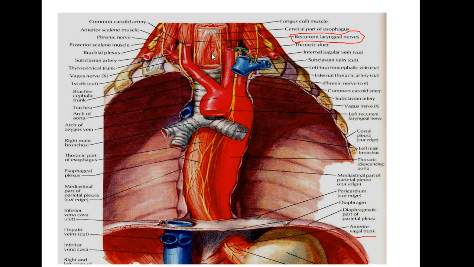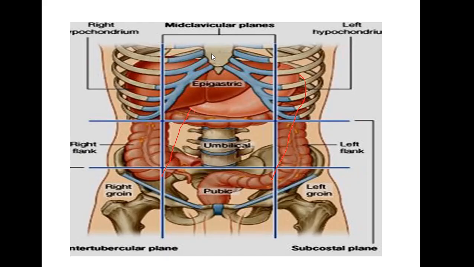Now you can notice the relation of the esophagus to the trachea: it is posterior to the trachea. Between the trachea and the esophagus, we have these beautiful nerves called the recurrent laryngeal nerves. As I mentioned earlier, they can be found in the piriform fossa, and also between the trachea and the esophagus.